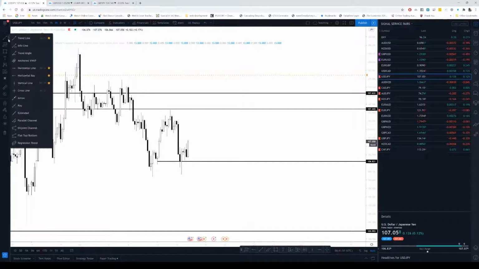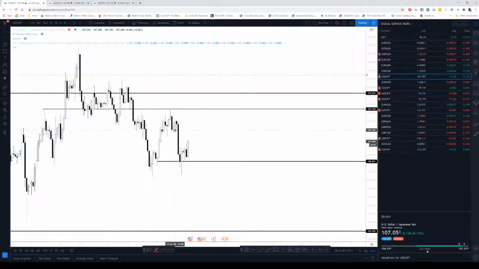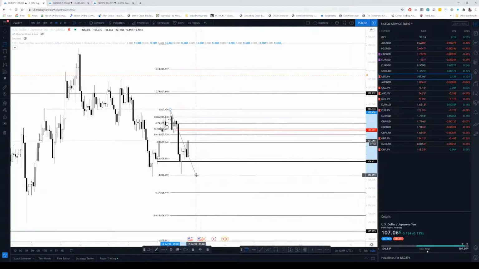Where I'll be looking for bearishness to come in next will be up here, for a retracement up into above 661.8.